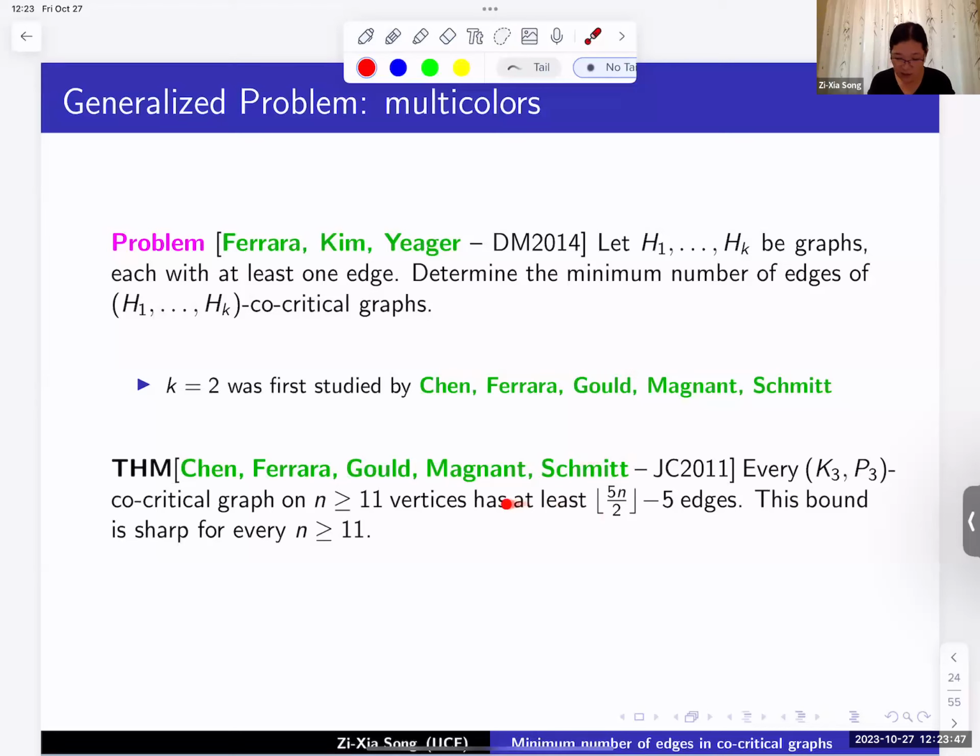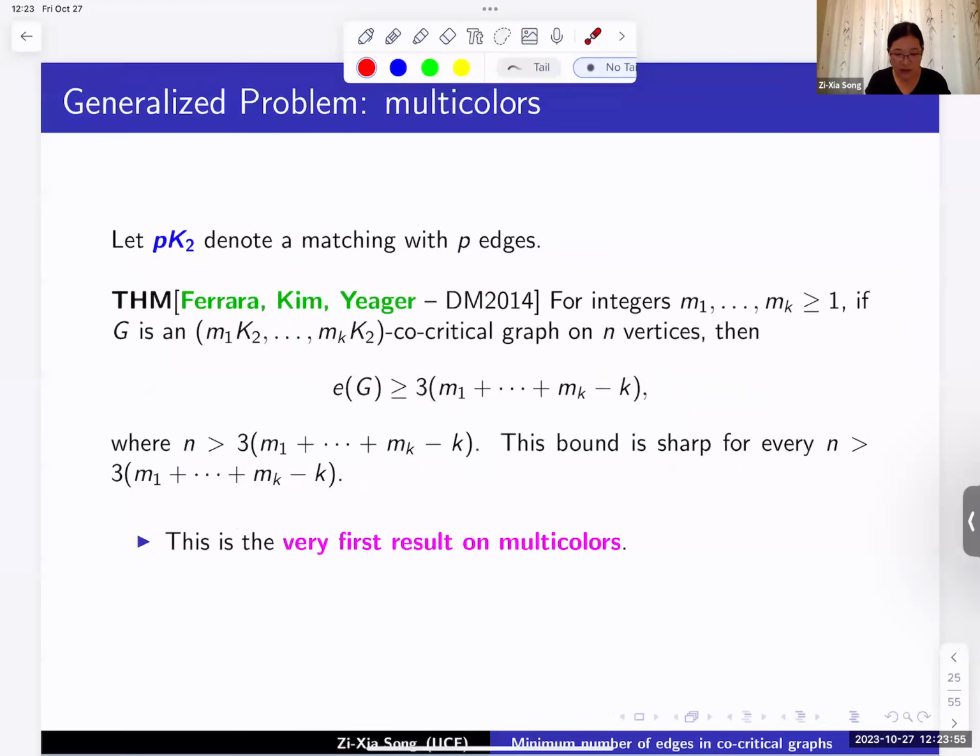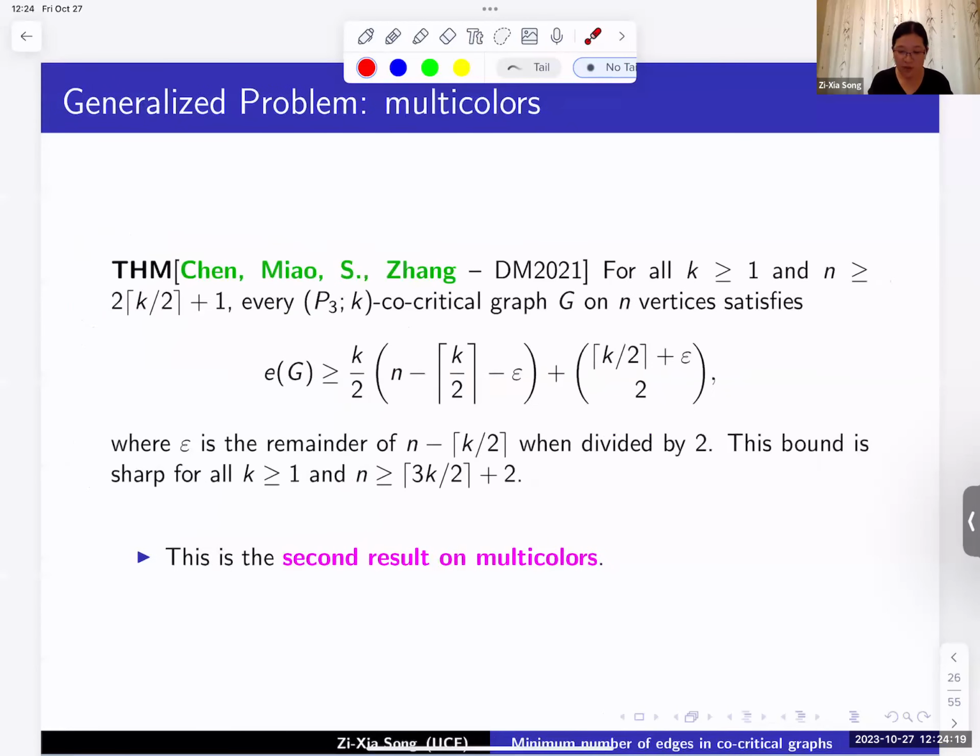Now they also studied the same thing in their paper for two colors when this one is a P3. For multicolors here, if each H_i is a matching, they solved this problem, okay? This is the very first result on multicolors. Their strategy is quite nice, but only works for matchings. So what we continued here is, this is a K2, what if it's a K3? I was surprised that they didn't try K3 first.